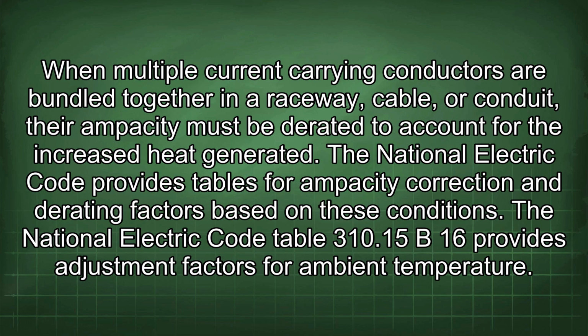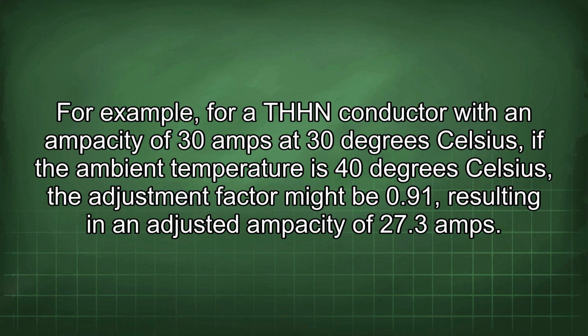The National Electric Code Table 310.15(B)(16) provides adjustment factors for ambient temperature. For example, for a THHN conductor with an ampacity of 30 amps at 30 degrees Celsius, if the ambient temperature is 40 degrees Celsius, the adjustment factor might be 0.91, resulting in an adjusted ampacity of 27.3 amps.